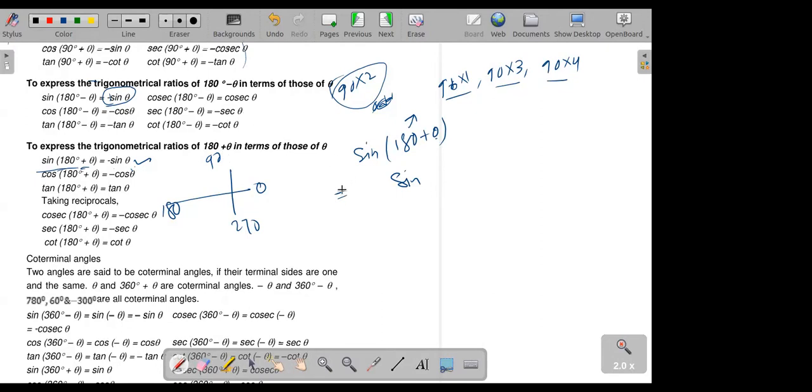So sine 180 plus theta: 180 plus theta means this is going into the third quadrant. For the third quadrant, we know only tan and cot will be positive, the rest will be negative. So since it is sine, it will be negative sine theta. Got it? So this one is clear, right? Tan is positive in the third quadrant. So let's practice.